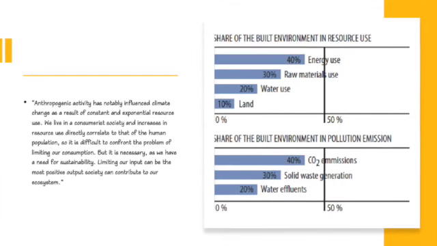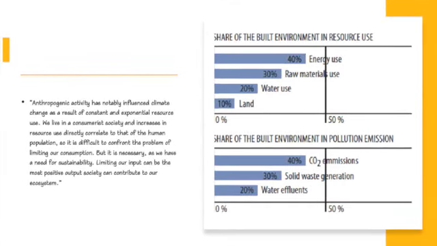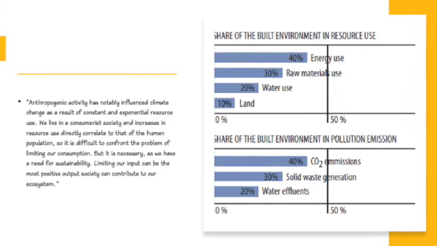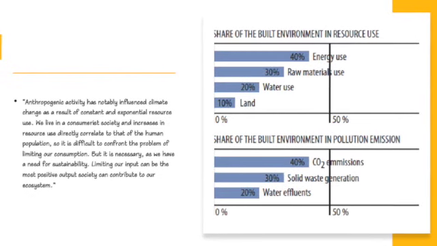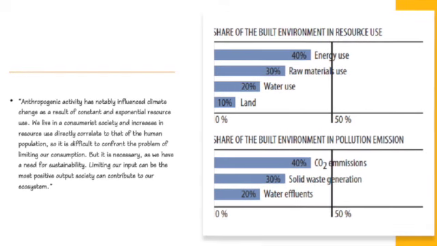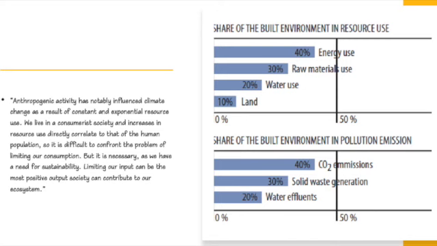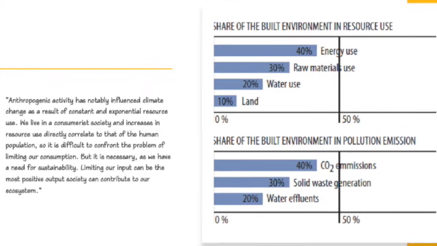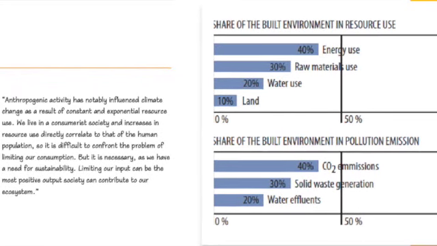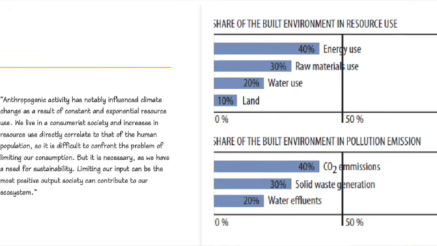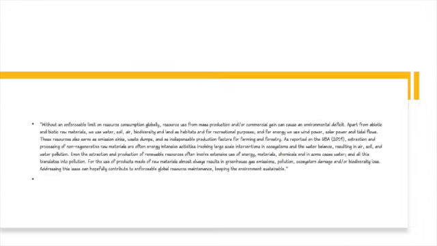Anthropogenic activity has notably influenced climate change as a result of constant and exponential resource use. We live in a consumer society, and increases in resource use directly correlate to that of the human population, so it is difficult to confront the problem of limiting our consumption. But it is necessary as we have a need for sustainability. Limiting our input can be the most positive output society can contribute to our ecosystem.